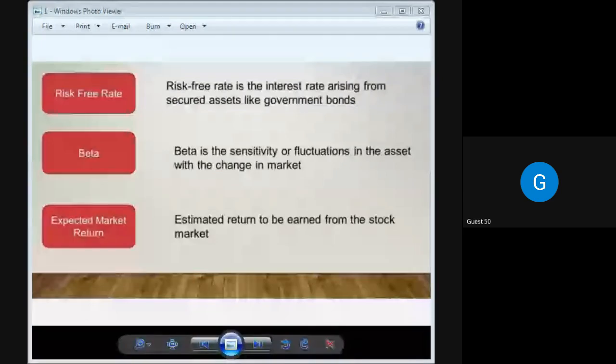Obviously, you are investing. आप investment कर रहे हैं तो आपका expected market return क्या होगा?